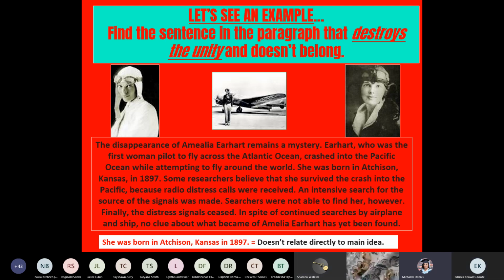Good job, students. So how did you know that? Tonique is saying because that doesn't have anything to do with her crash. Right. Excellent job. Right, nothing to do with a crash or disappearance. Very good. So let's take it even further. What do you think is the topic sentence? What is the topic sentence?